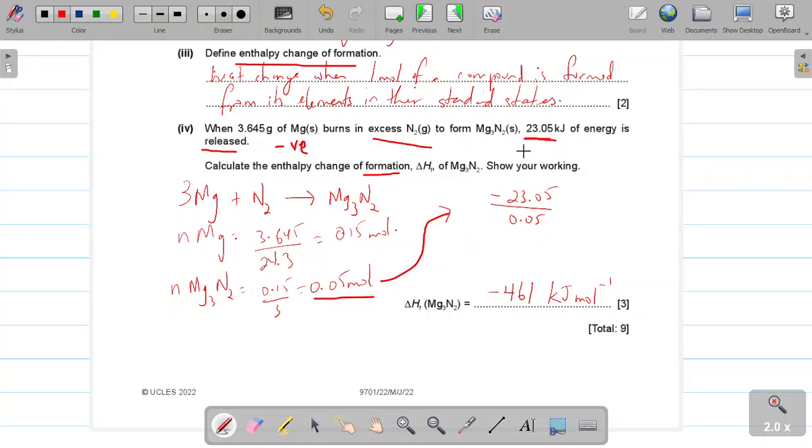So this was a pretty straightforward question. Just need to take your time. Perhaps in this piece here, you need to calculate for 1 mole. So just be mindful of that.